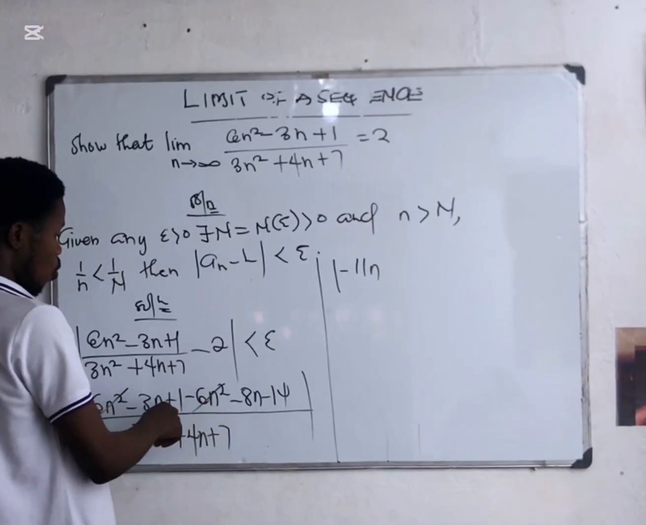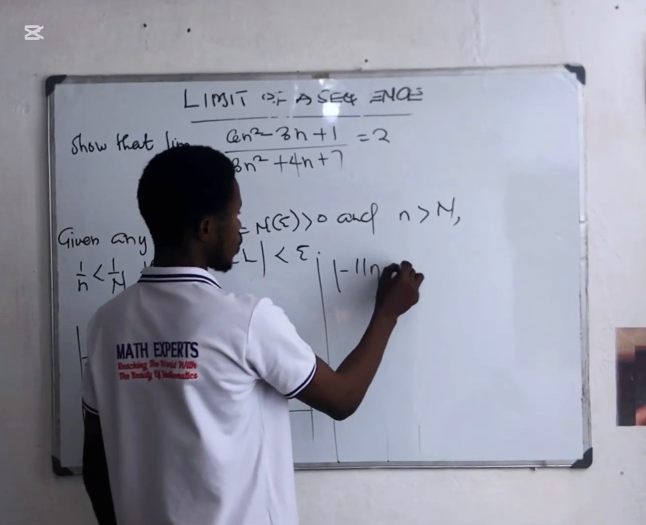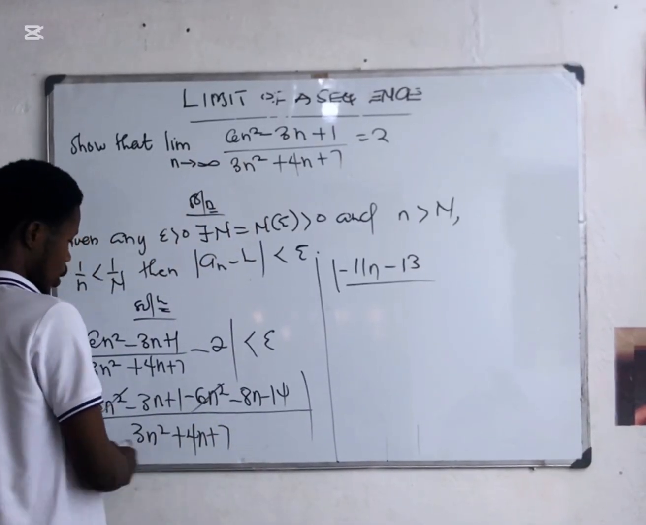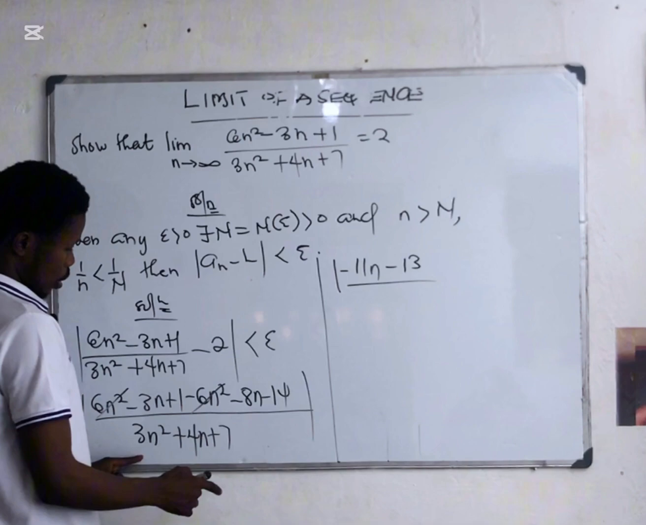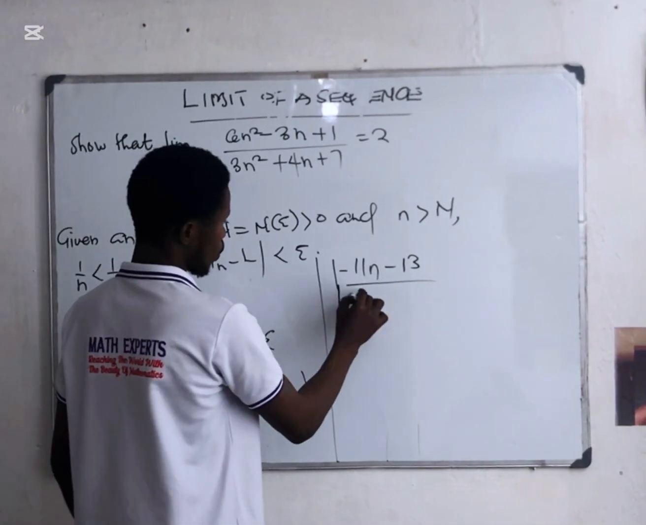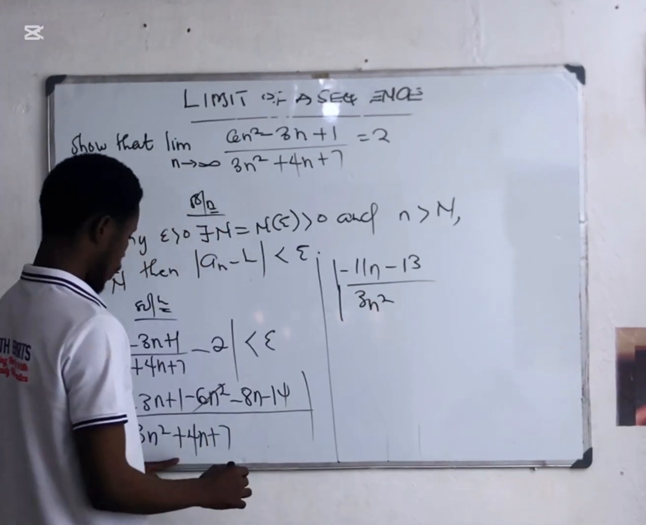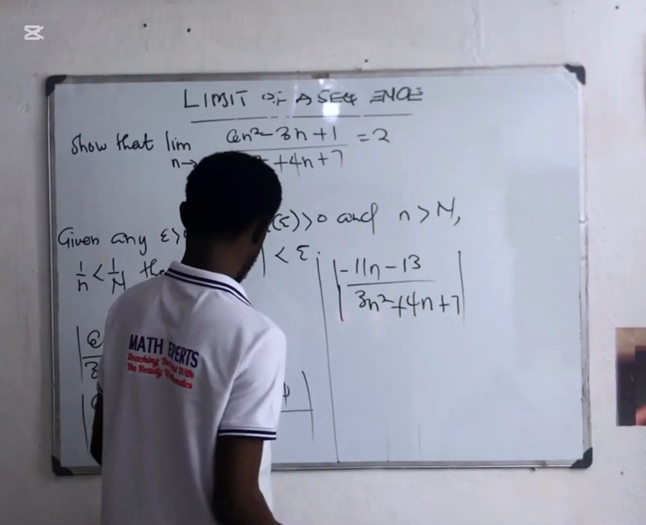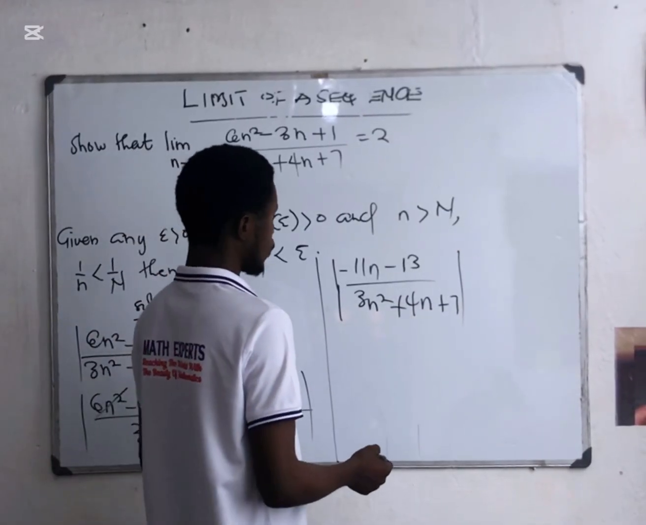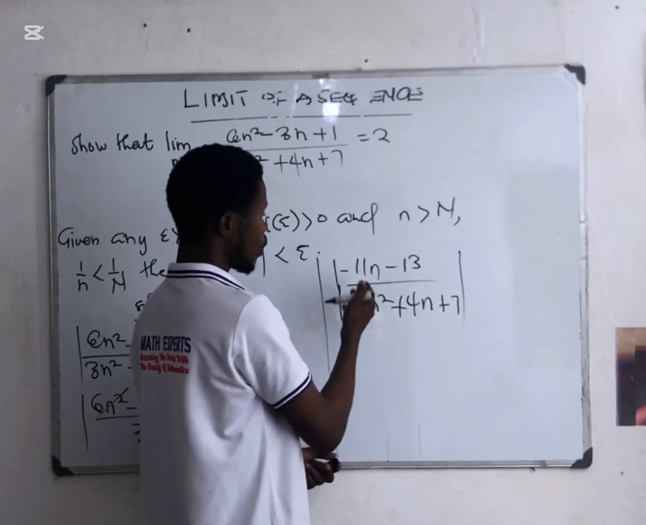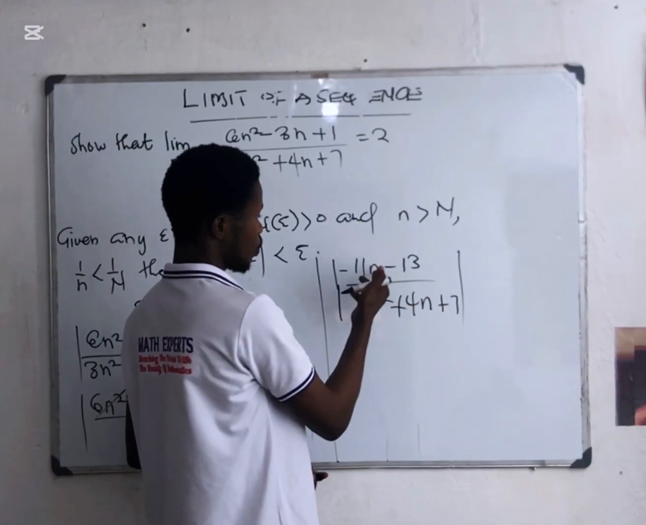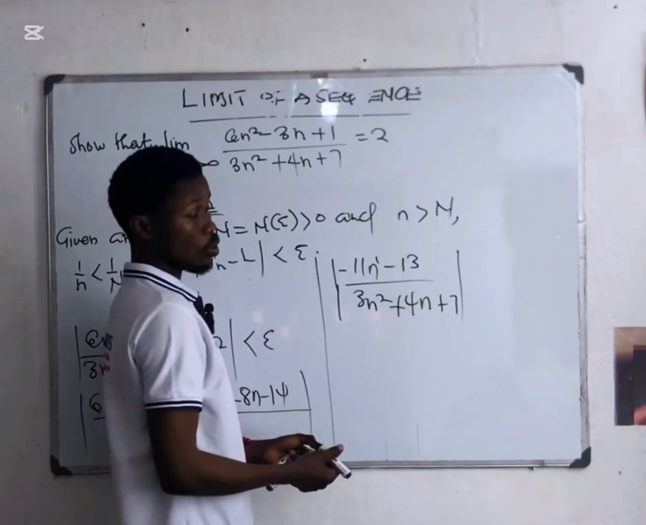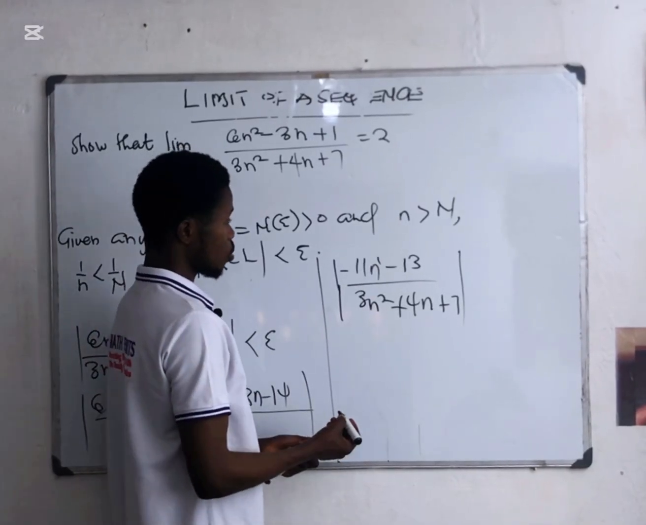1 minus 14 is minus 13. And you remember this is divided by 3n squared plus 4n plus 7. This is what you have. You divide through by n because this is power 1. If it is power 2, you divide through by n squared. So let's go straight to the point.